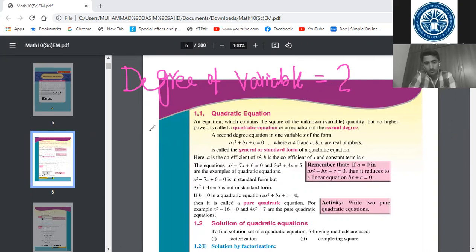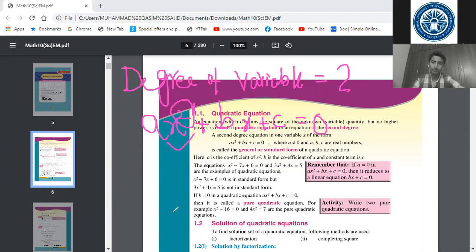For example, a general equation is ax square plus bx plus c equals 0. This is the definition of a quadratic equation: an equation that contains the square of an unknown variable, where the square is the power of the unknown variable. In this equation, the unknown variable is x, with the highest power equal to 2. So this is the quadratic equation. Now we have to solve this by using factorization and the given formula.